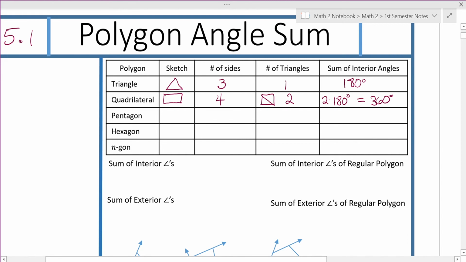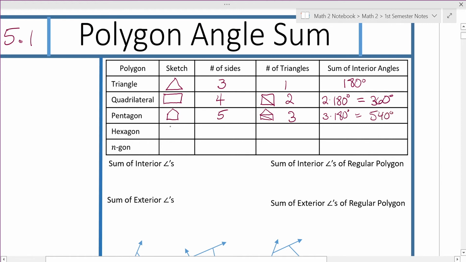A pentagon, maybe you guys remember what a pentagon is, maybe you don't. A pentagon has 5 sides. And if we draw a pentagon and draw in the diagonals from one of our vertices, we can see there that we have 3 triangles in a pentagon. So 3 times 180 is the sum of our interior angles of a pentagon.